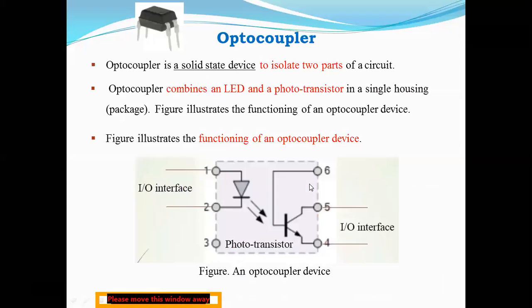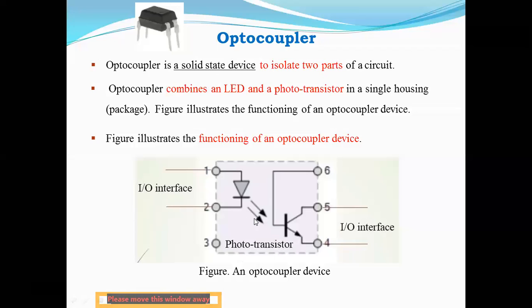Okay. Next we will see what the optocoupler is. The application of the optocoupler here is isolation. You can see the diagram here. There is an IO interface where the LED is connected, and here there is a phototransistor. In between, there is no circuit connection, right? That means these two circuits are not connected. There is isolation between the input and the output.